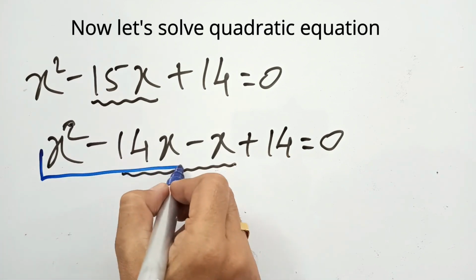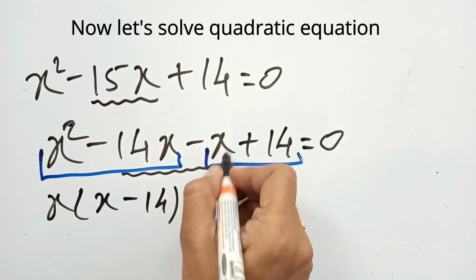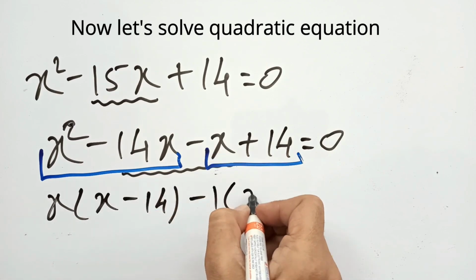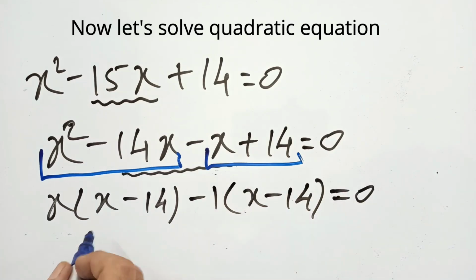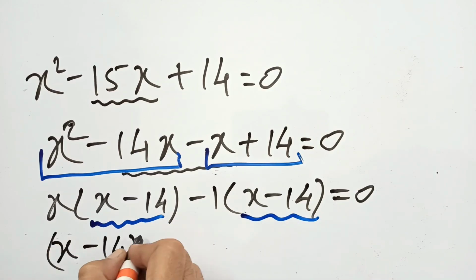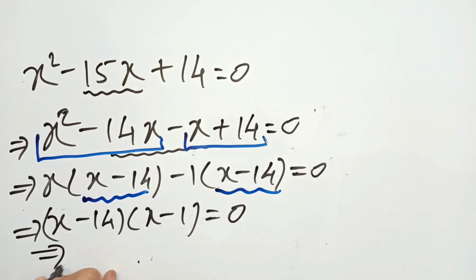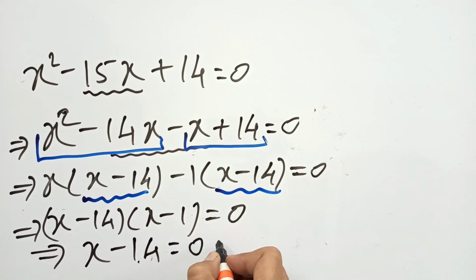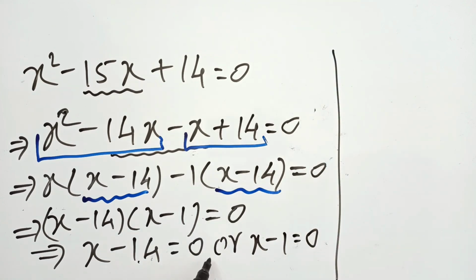Now the pairs, in the first pair x is common, in the second pair minus 1 is common. Now in the whole expression x minus 14 is common. Here either x minus 14 is equal to 0 or x minus 1 is equal to 0.